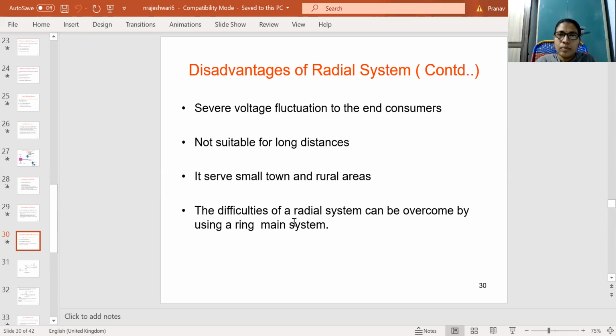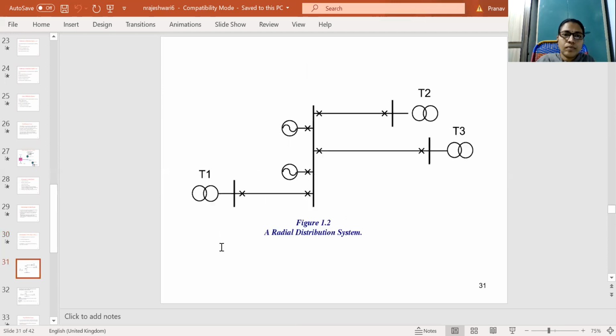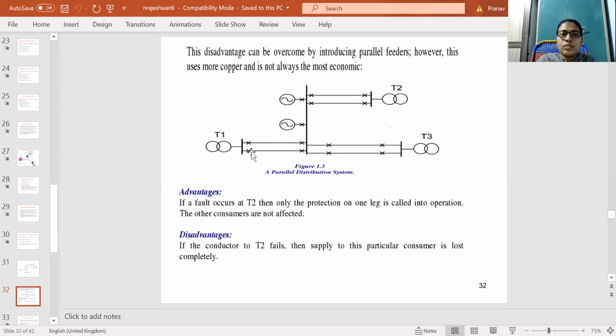So another type of distribution system is needed to eliminate the disadvantages of this system. So this is the radial distribution system. These are the primary distributions. So these are generator connections, and one is the feeder, and the other one is the distributions. So that disadvantage can be overcome by introducing parallel feeders. So two parallel feeders are connected to overcome the problem with one feeder.